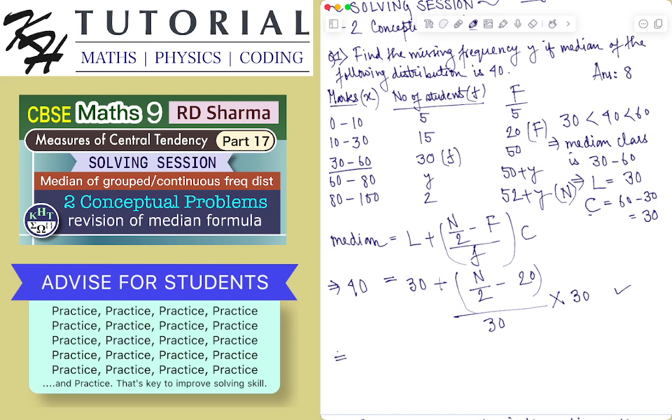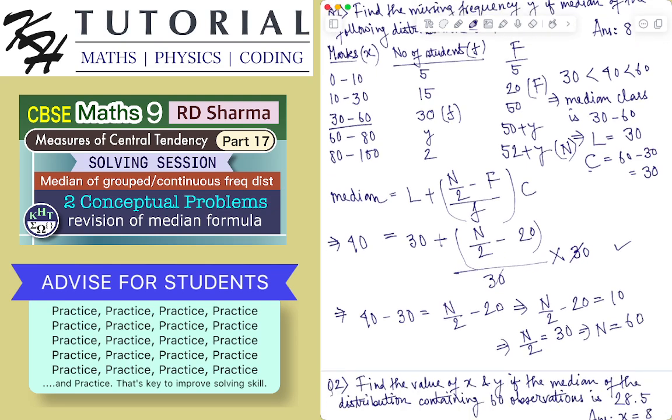Let's find first what is capital N. So this implies, so 30 cancels out. I have 40 minus 30 is equal to n by 2 minus 20. So this implies n by 2 minus 20 is equal to 10. So this implies n by 2 is equal to 30. This implies n is equal to 60. So the total number of observations, n is 60. So now I know that 52 plus y is equal to 60. So this implies y is equal to 8.